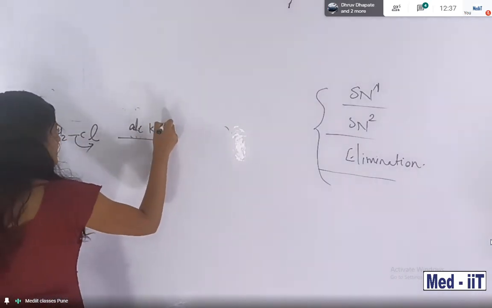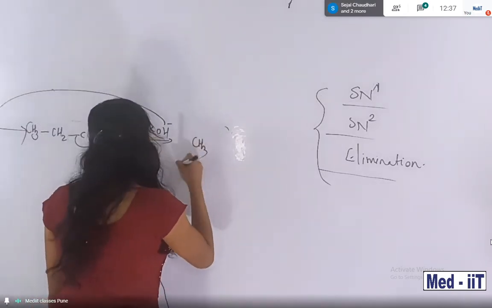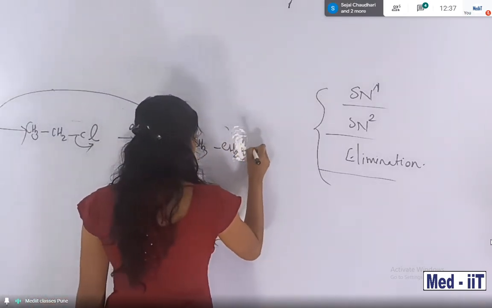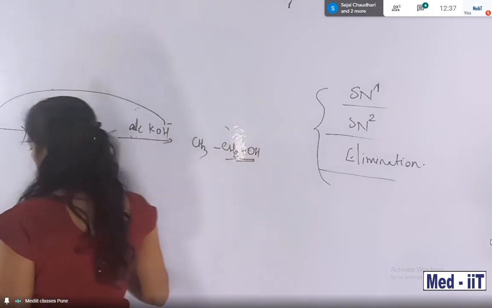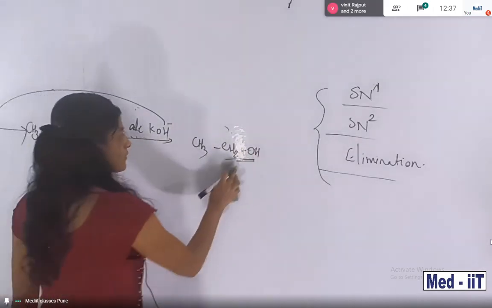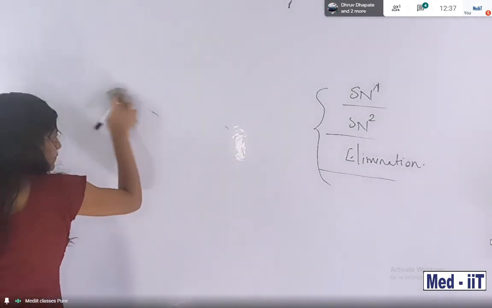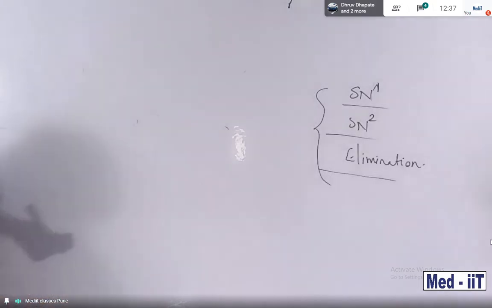Why ethanol? Because this halogen breaks away, and OH minus as the nucleophile approaches this side. So it becomes CH3CH2OH. Absolutely right. Ethanol, good. Next one.